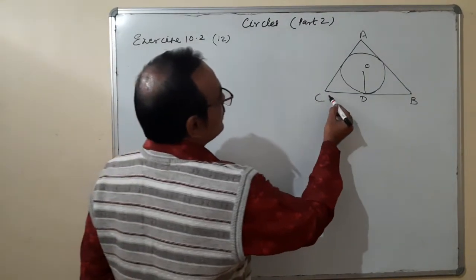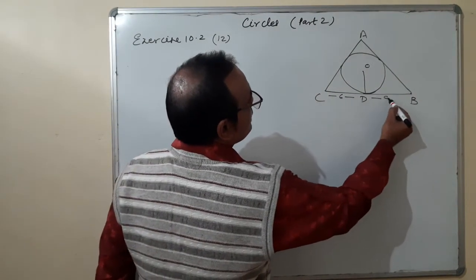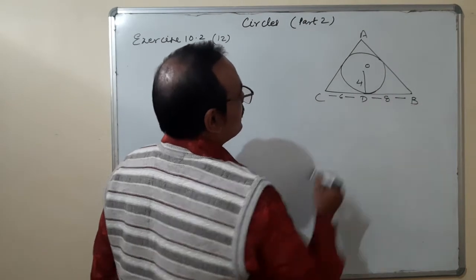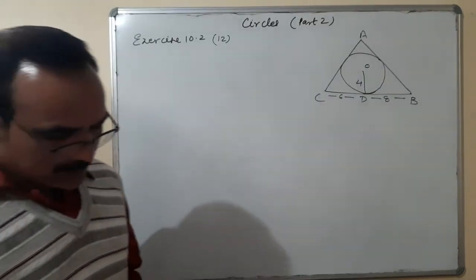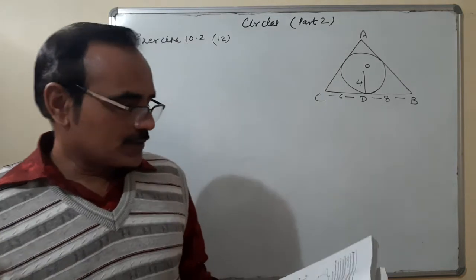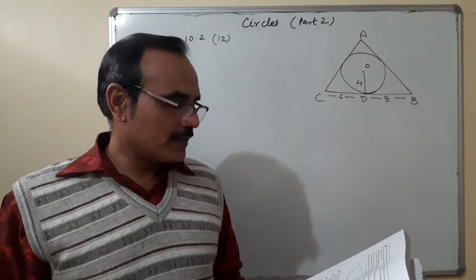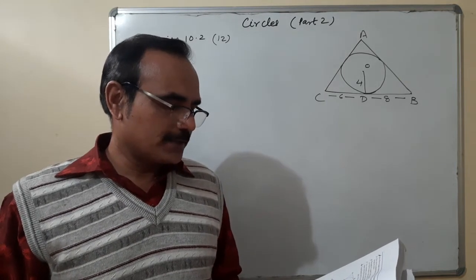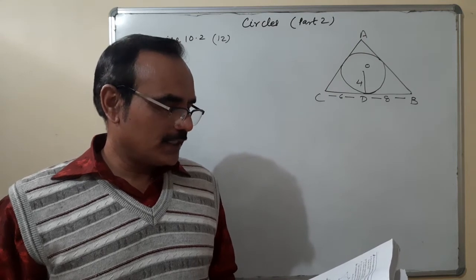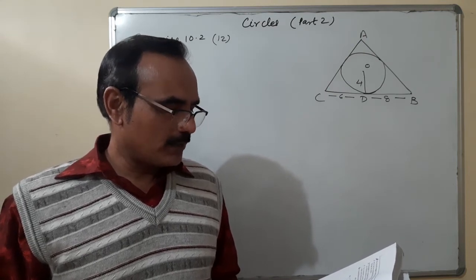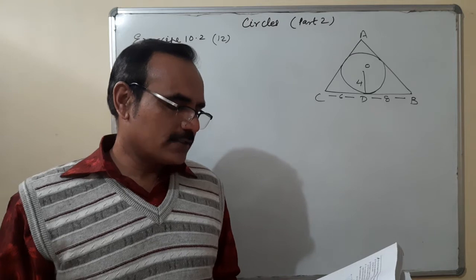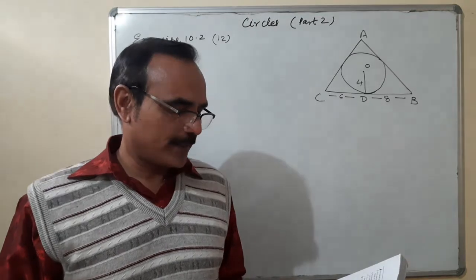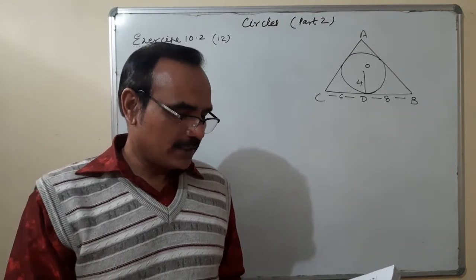6 centimeter. It is 8 centimeter and radius is given 4. Okay. Only this is given. I am reading the question. A triangle ABC is drawn circumscribing a circle of radius 4 cm such that the segments BD and DC, into which BC is divided by the point of contact D, are of lengths 8 cm and 6 cm respectively. Find the sides AB and AC.